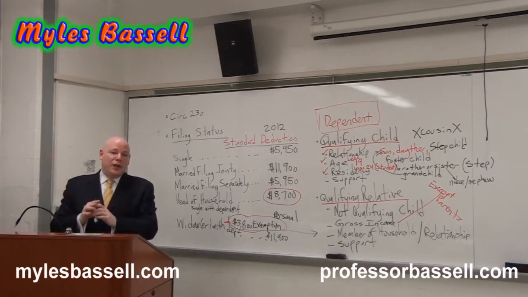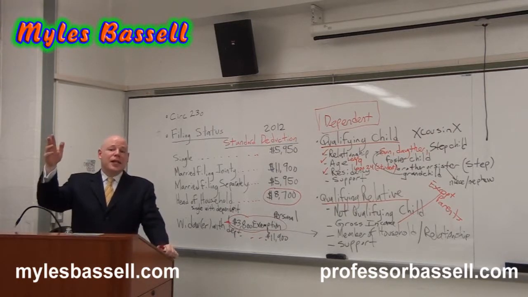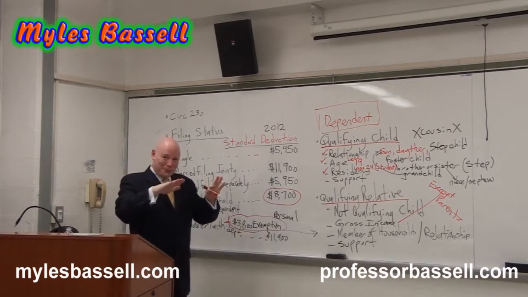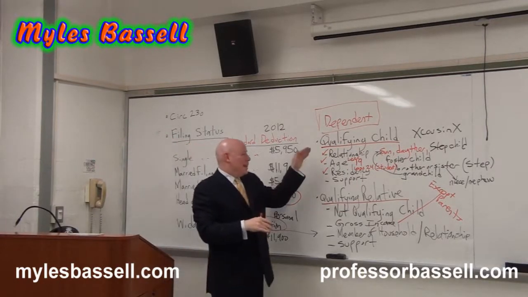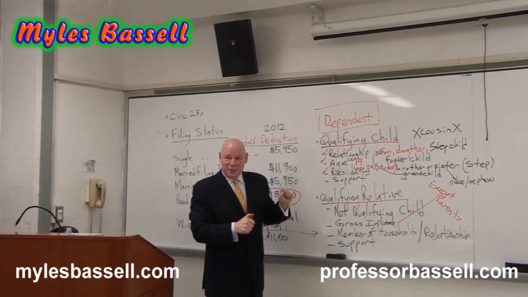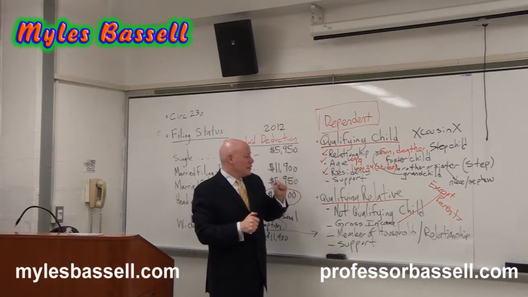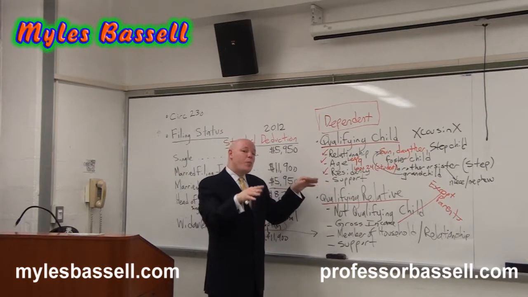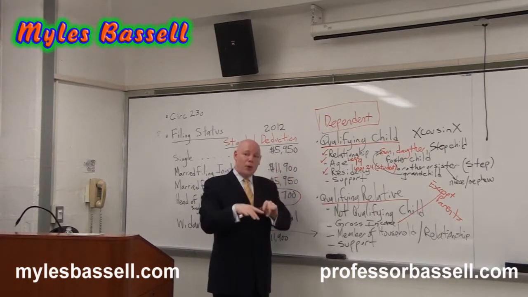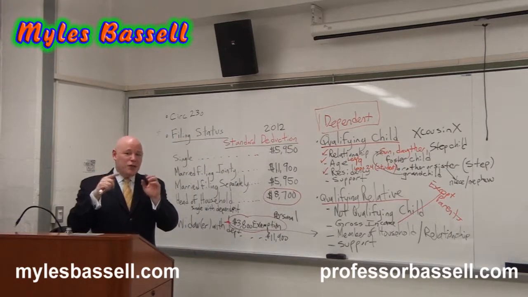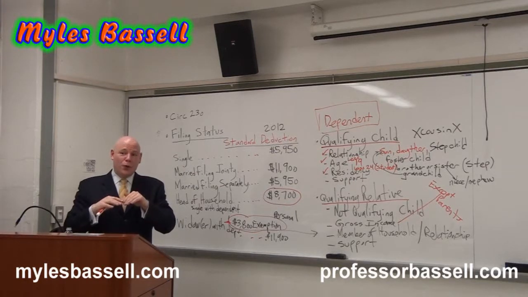We have different scenarios. One scenario is that they are qualifying. Well, let's go step by step. They meet the relationship test. They meet the age test. They do not provide more than half their own support. Now that's interesting. Why is that? They do not provide more than half their support.